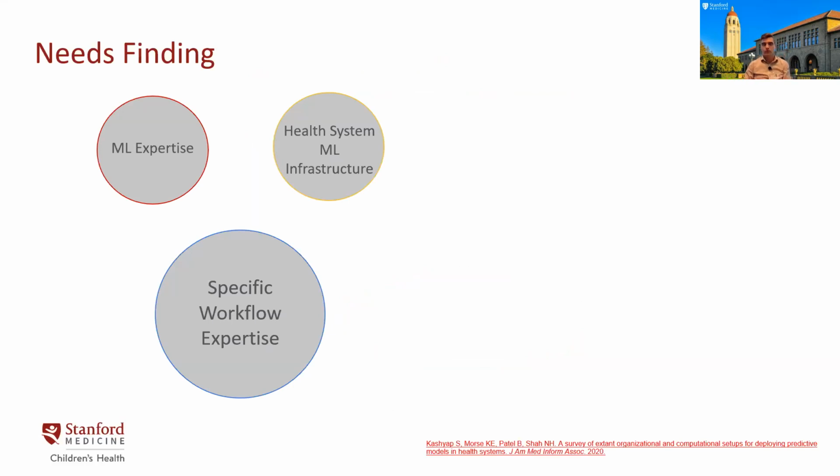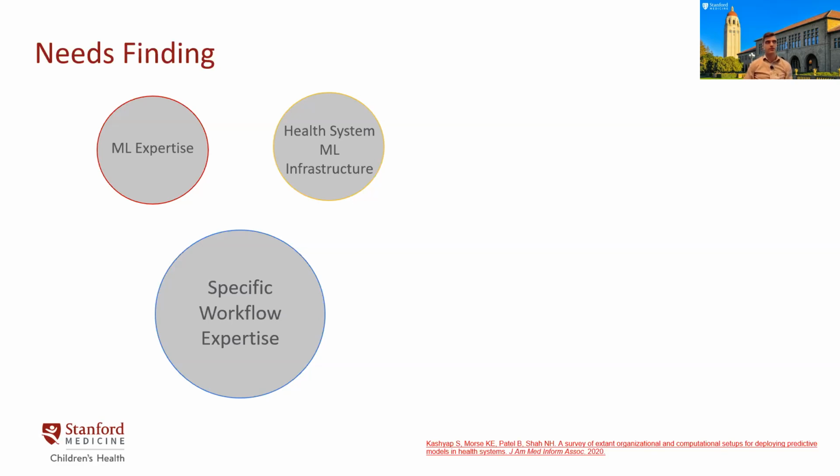And needs finding is just another word for finding the problem which you hope ML can solve. This is taken straight from Stanford's Biodesign playbook. And our take on who needs to be at the table to come up with a good use case is outlined in these three circles.